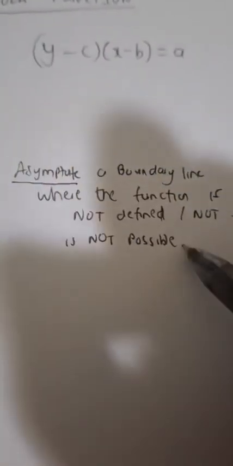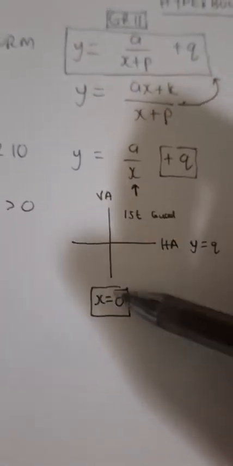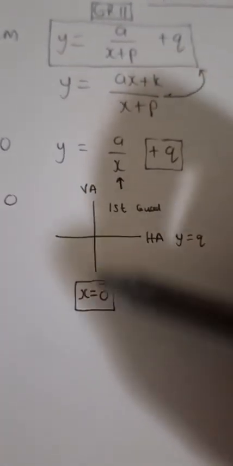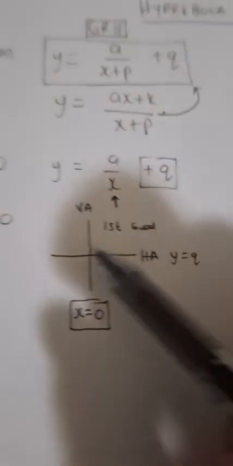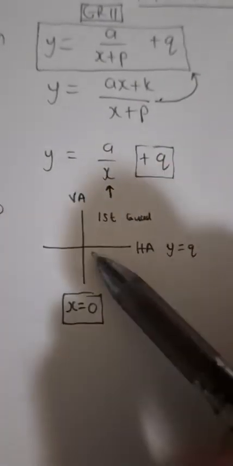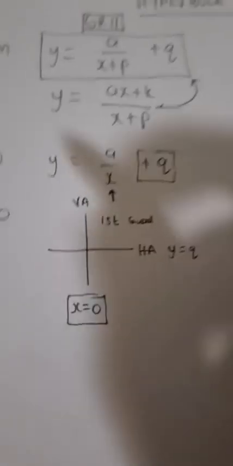Where the function is not what? Is not possible. Okay, so that's our vertical asymptote, as I've just explained. Then we have a horizontal asymptote. Okay, so our vertical and our horizontal asymptote then expose us to what? To a first quadrant, second quadrant, third quadrant, and the fourth quadrant.